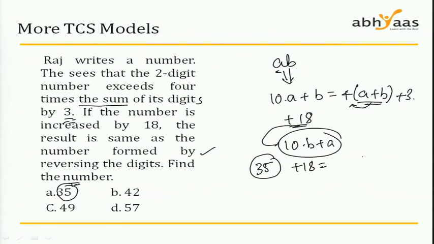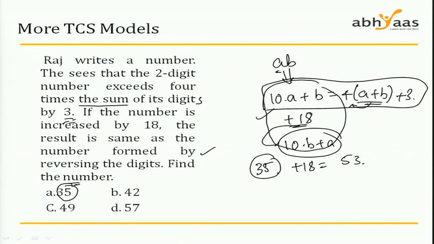So 35 plus 18 gives me how much? 53. Very good. Is 53 the reverse of 35? Yes. The first condition is satisfied. Now let's see if the other condition is satisfied. What does this condition say? 10 into A plus B is equal to 4 into A plus B plus 3.